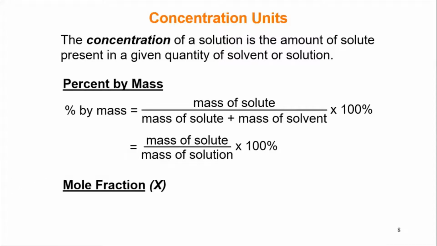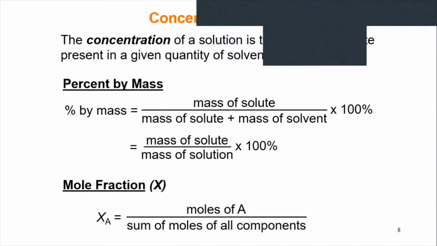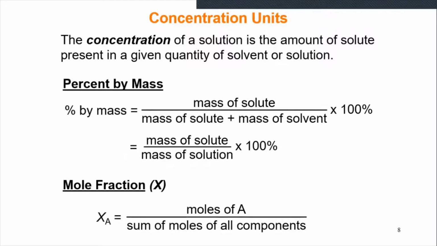Another form of describing concentration is the mole fraction. And we use a capital letter X to define it. And it is, like the phrase suggests, a ratio of moles. So whereas percent by mass is a ratio of mass of solute to mass of solution, the mole fraction is a ratio of moles of a particular solute A to all the moles of all the components in here. So basically, it's a ratio of moles.